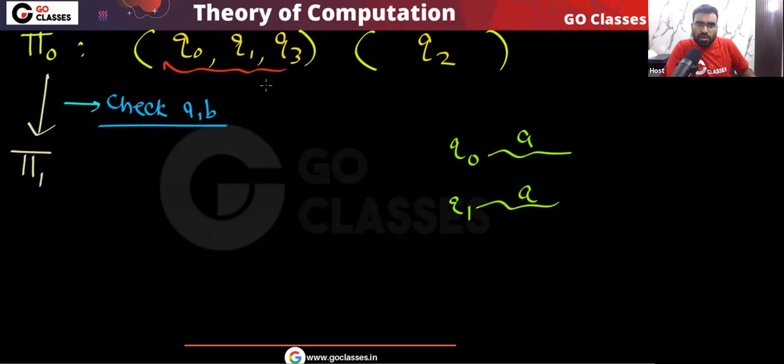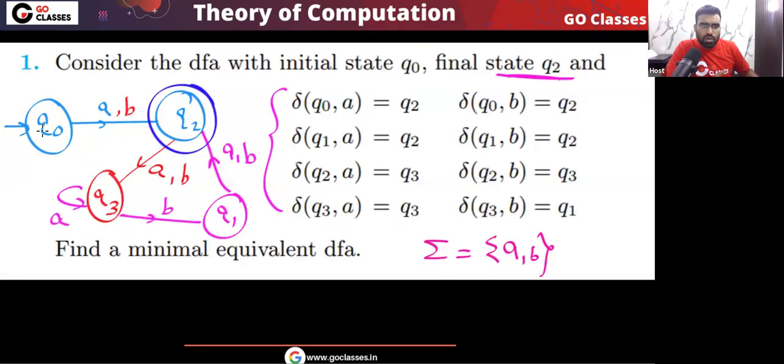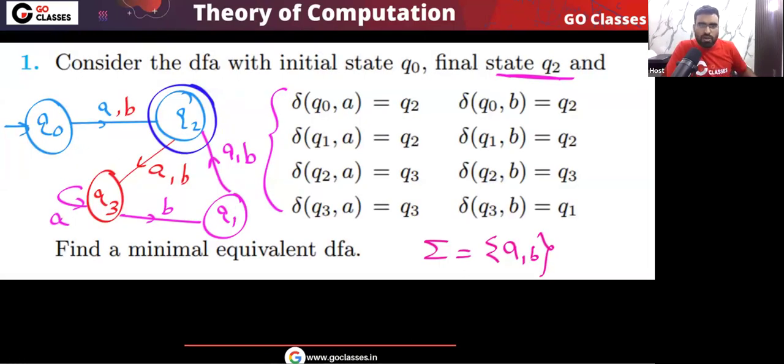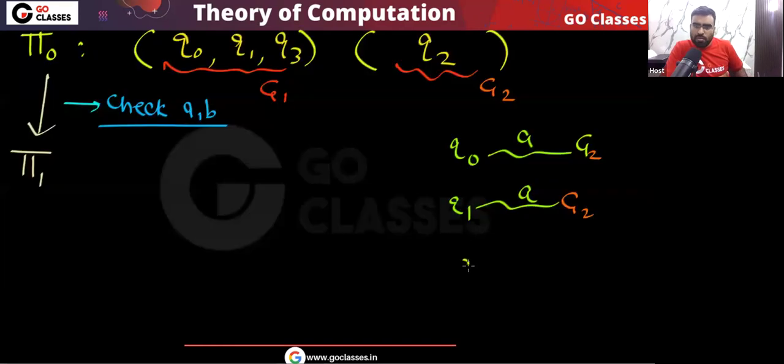Because remember, you can call this group 1 and you can call this group 2. So now tell me, on A, Q0, Q1, they are going to group 2. Yes or no? They are going to group 2 on A. And similarly, remember Q0, Q1 on B also they are going to group 2. So this is fine.